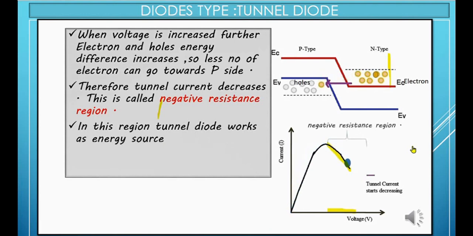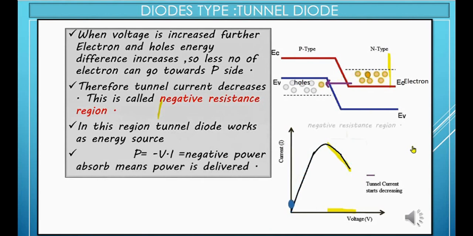In this region, the tunnel diode works as an energy source because the delivered power is V into I. If I is negative, then it is minus V into I. Negative power delivered means power is absorbed.